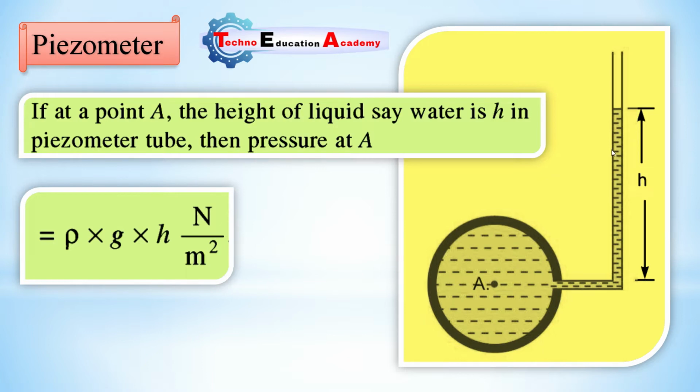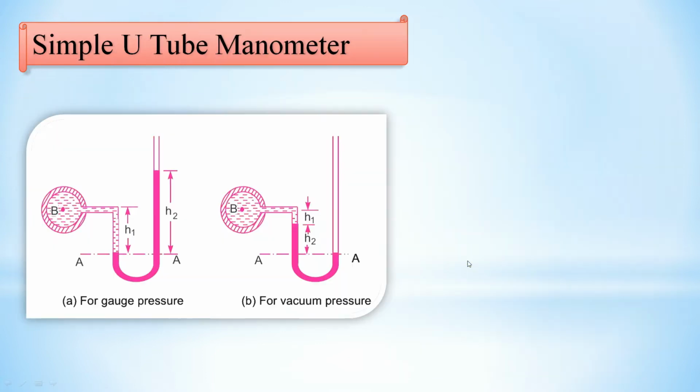Pressure depends on the density of the fluid. g means gravitational acceleration and h is the height. The unit of pressure is Newton per meter square. So by using this simple device, you can measure the pressure of the fluid at point A, P equals rho g h. The second one is the simple U-tube manometer.